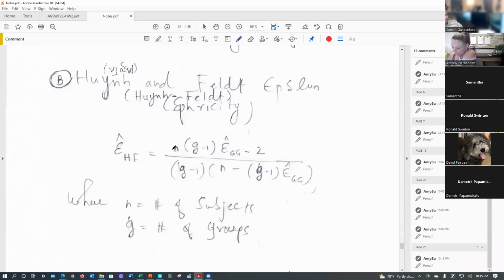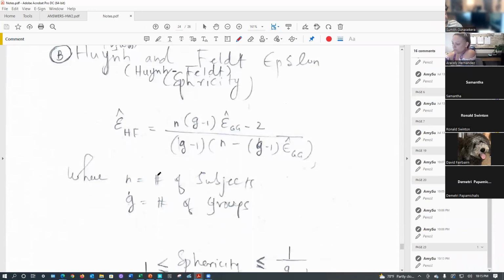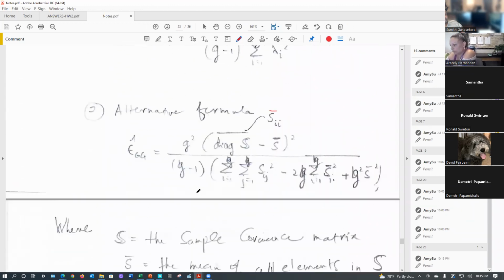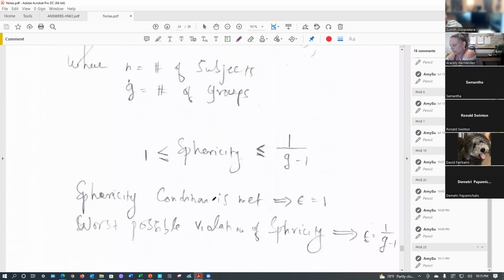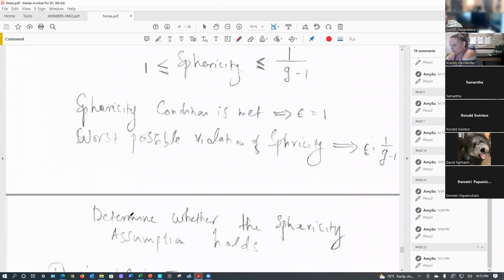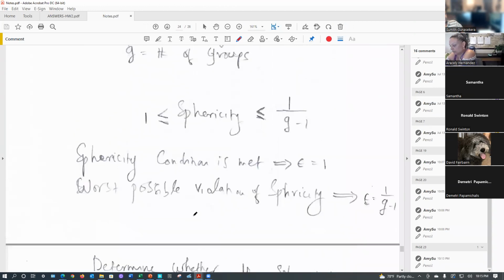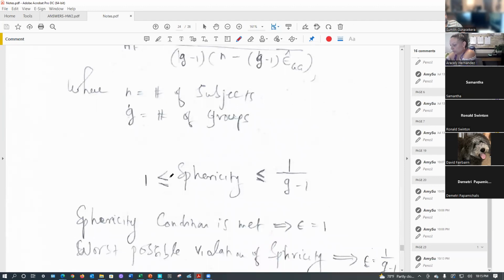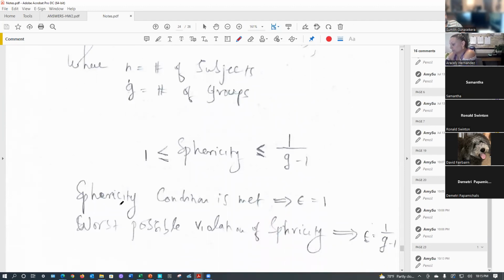And this is how you get that one. This one is more liberal, that's an overestimate. This one, GG, underestimates. Sometimes people get both and take their average. On the other hand, sphericity holds when epsilon is between 1 and 1 over G minus 1. If this condition is met, epsilon is 1. The worst possible case is epsilon equal to 1 over G minus 1.